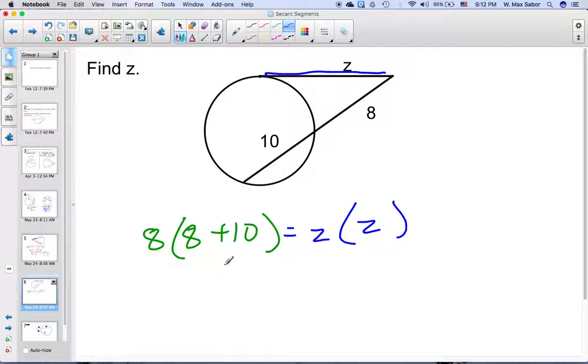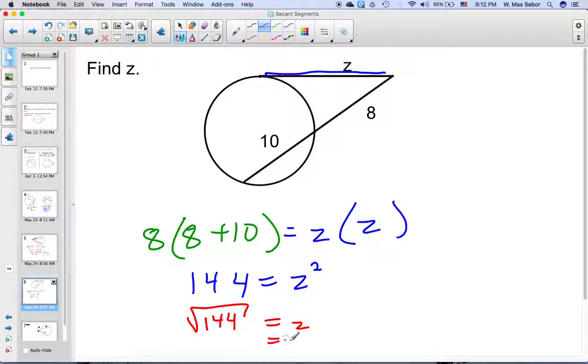Now 8 times 18 is 144, and that's equal to z times z. Z times z is defined as z squared. So then to get rid of that, we will take the square root of both sides. Z is the square root of 144, which is 12.